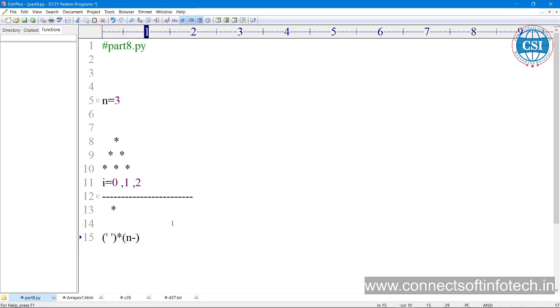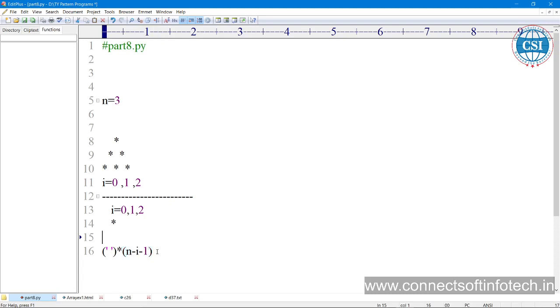n minus 1 number of times, but also in every row. That is the first row, then second and third. A row is representing what? I. Row is representing i, means i is equal to 0, then i is equal to 1, i is equal to 2. So that means you have to write here n minus i minus 1. So n minus i minus 1.